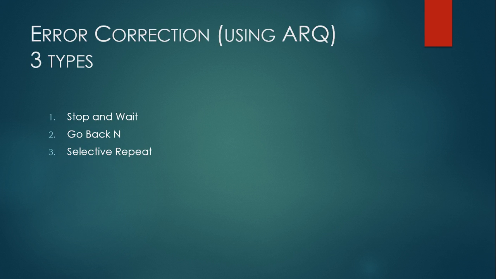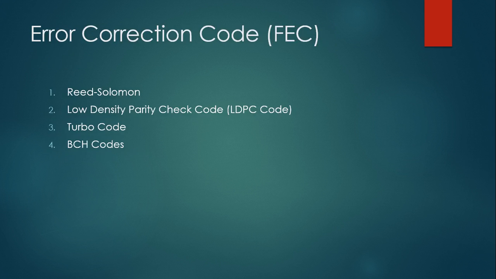Now I'll discuss error correction using ARQ. So this is generally used in network applications, and this is widely used on the internet. And error correction using ARQ is of three types. First is stop and wait, the second one is go back N, and the third one is selective repeat. I won't go into details of all this in this slide.